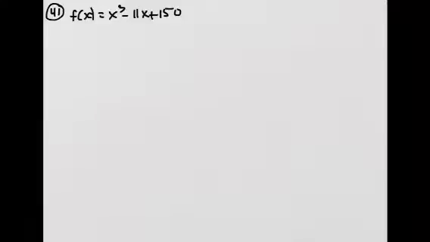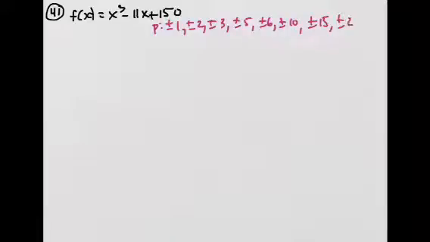Because, as you come up with your list of p-values, you'll see what I mean. Plus minus 1, then 2, 3, 5, 6, 10, 15, 25, 30, 50, 75, and 150. Thankfully, the Q value is just plus and minus 1.